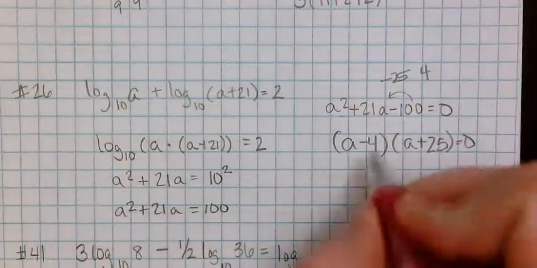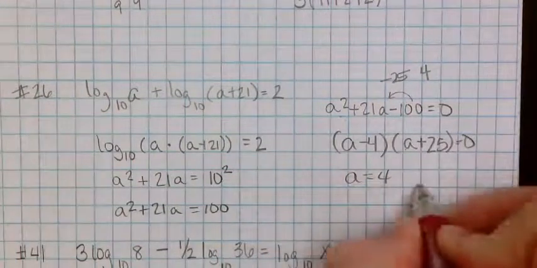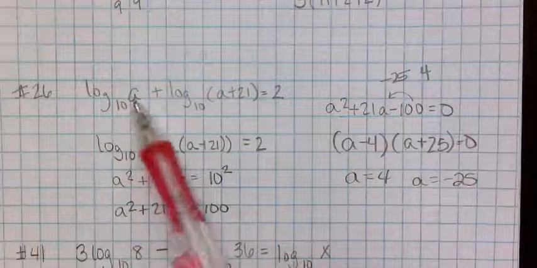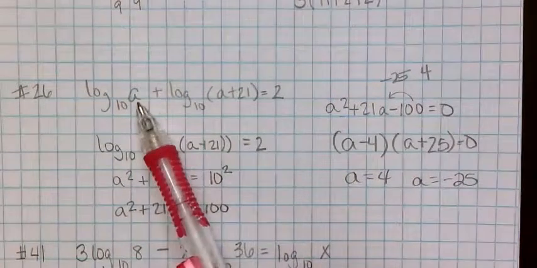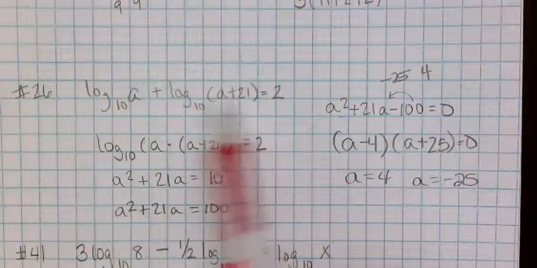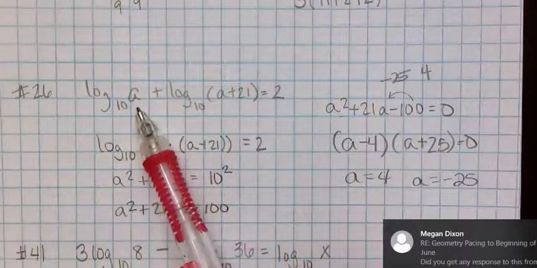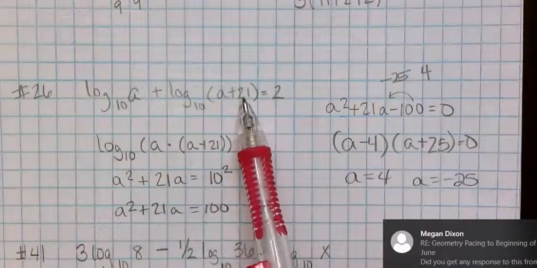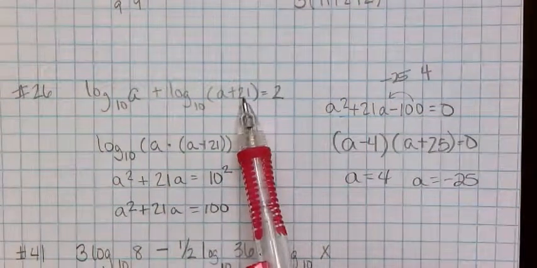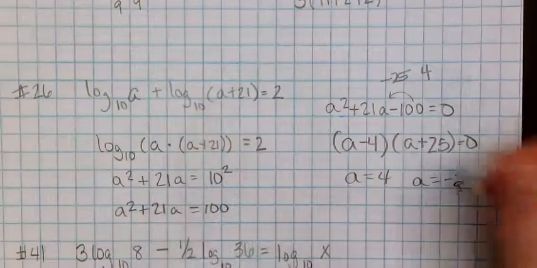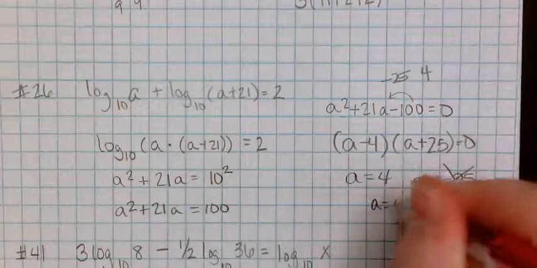So, solving each of these, you get a equals 4 and a equals negative 25. A equals 4 can be plugged in and works. This is a positive 4, and this would be a positive 25. Negative 25, I cannot have a logarithm of a negative 25. And the negative 25 plus 21 is also a negative number. So this answer is extraneous. Your only answer is a equals 4.